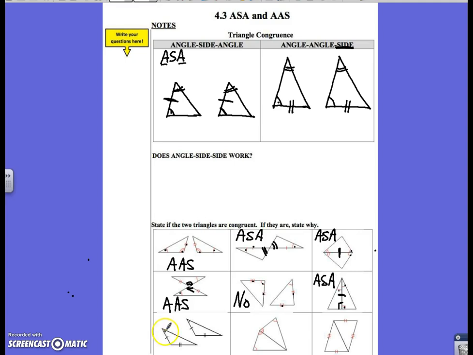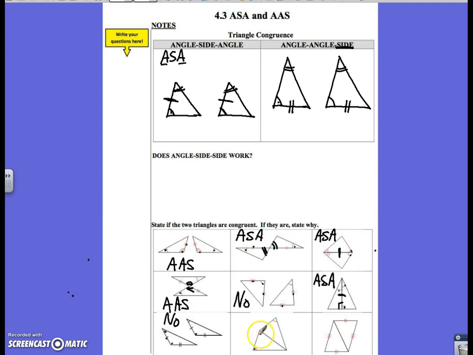All right, so let's look here. We've got an angle, we've got a side, and we've got another side. Angle, side, side. No, that's not going to work. If that angle had been the angle between those two sides, we could have used angle, side, angle, but not in this case.